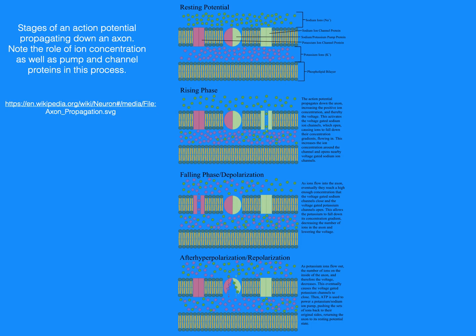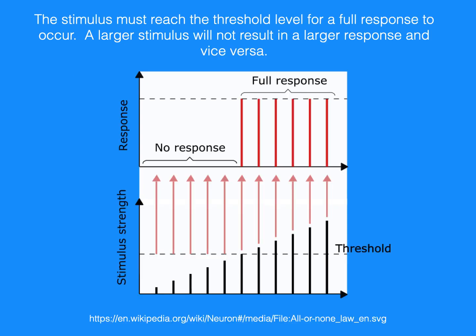Stages of an action potential propagating down an axon illustration. Note the role of ion concentration as well as pump and channel proteins in this process. The stimulus must reach the threshold level for a full response to occur. A larger stimulus will not result in a larger response, and vice versa.